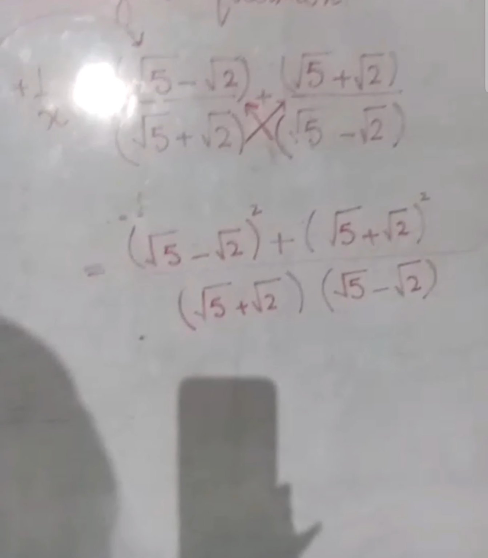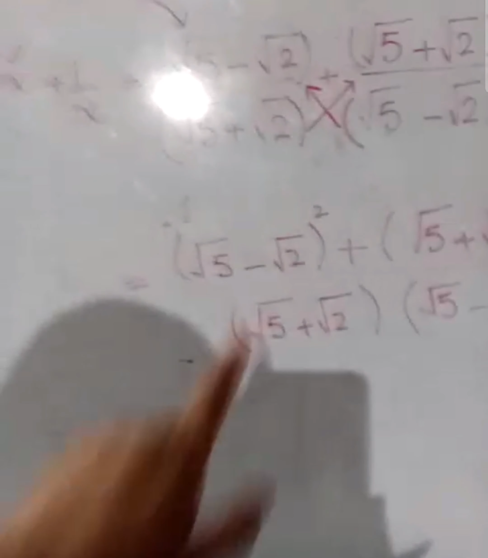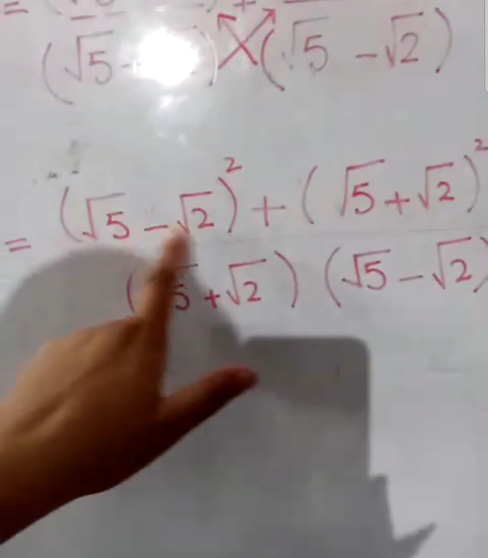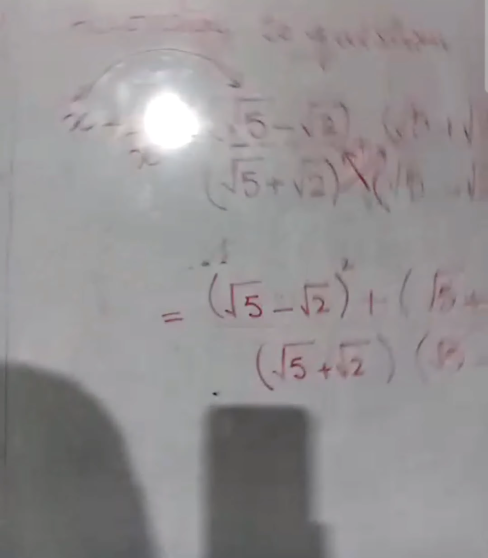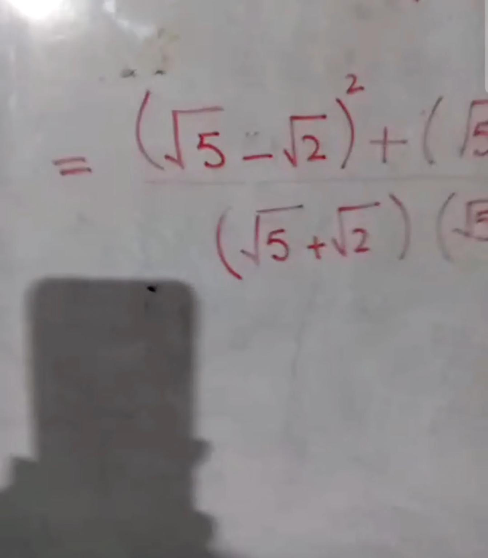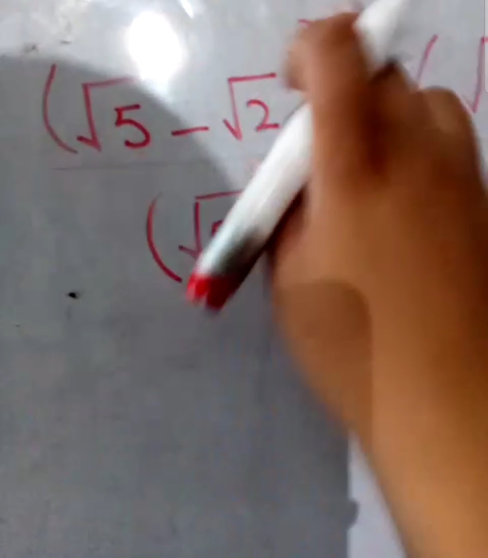What do you think? In exercise number 4.2, we have done many formulas. Have you ever done this type of formula? A minus B whole square plus A plus B whole square, to get the value of A square plus B square. We have done this formula, A plus B whole square plus A minus B whole square. Do you remember that formula?